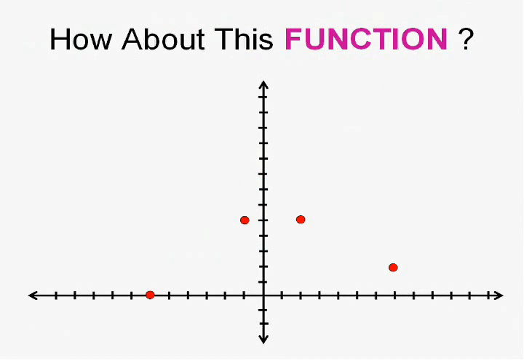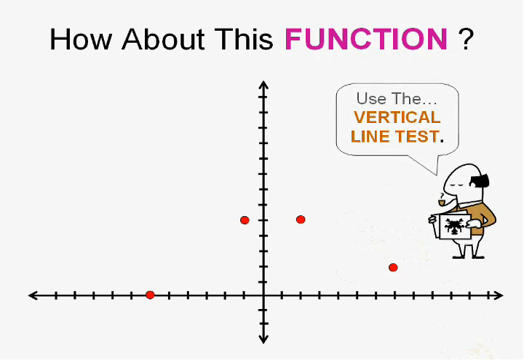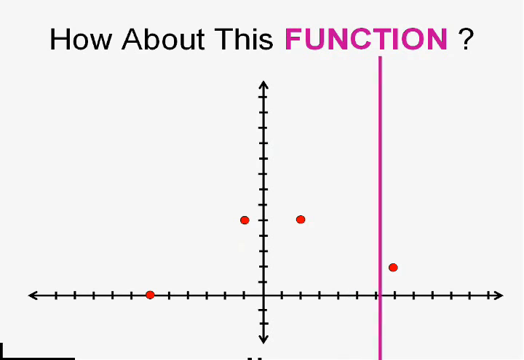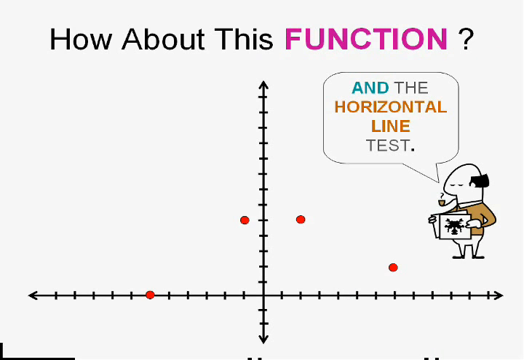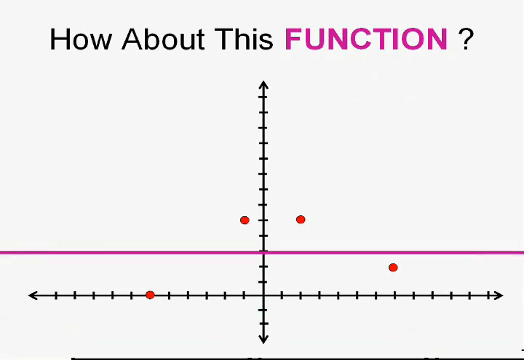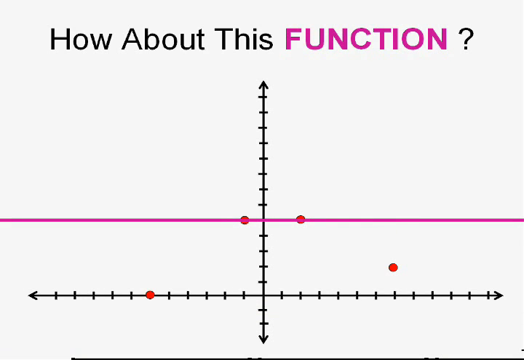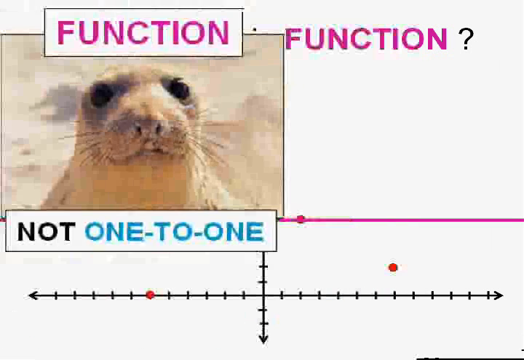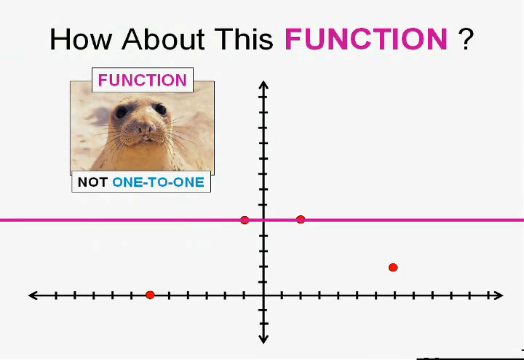Okay, let's look at this function. First, the vertical line test. It is a function. And now, the horizontal line test. We have a problem. So what do we have here? Well, we have a function, it's just not a one-to-one function.